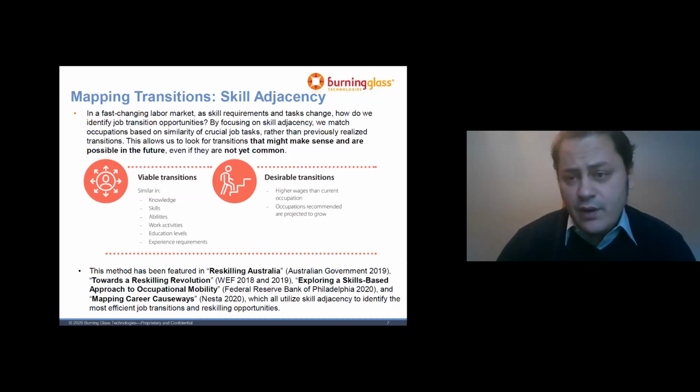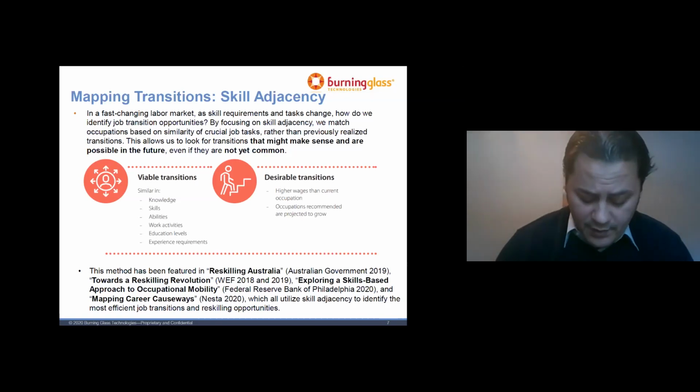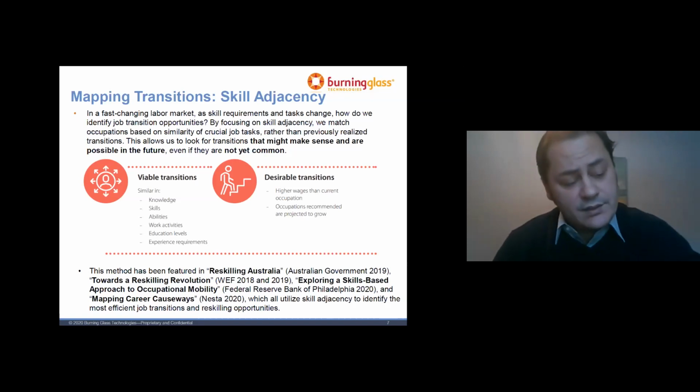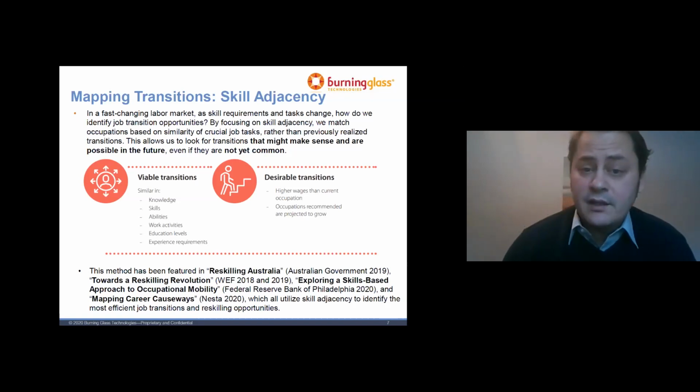But in a current situation where things are changing significantly and there's a large shock, and there are cases where this shock is in the whole industry, that type of analysis and that type of method is not very useful. So think about the hospitality industry, for example. If you are thinking about making a career transition in the hospitality industry, that is not possible. So this is where the skill adjacency concept is very helpful, because it allows you to think outside of the box in ways that, can I make a transition that does make sense and is possible, but might not necessarily be common.